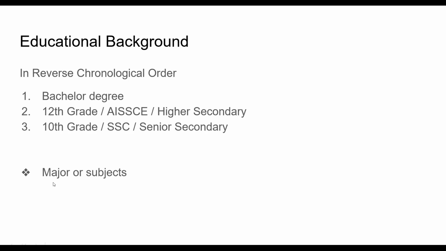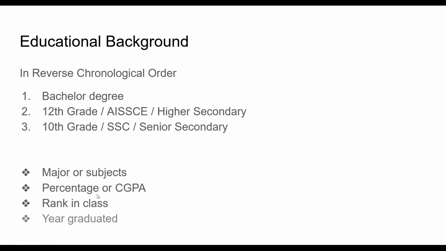Then you can mention your major. You majored in XYZ subject in your bachelor's degree, or what subjects you took for your 12th grade. It's like it was physics, chemistry, maths, or physics, chemistry, biology, or commerce subjects, etc. Then you should mention your percentage or CGPA. You might want to mention your class rank, and year graduated, or when you got that degree, with the month if possible.